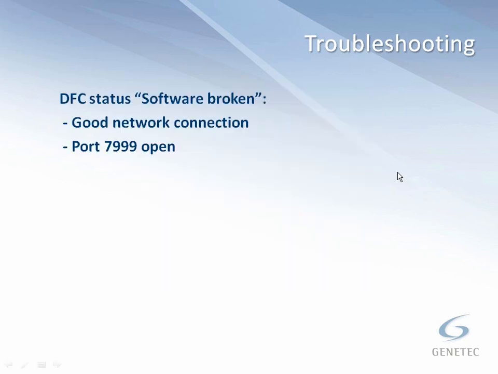Now, one of our last common issues is when the DFC status shows software broken. This is usually network related, and the problem is that the primary DFC cannot reach the failover DFC. So if the Directory Failover Coordinators cannot reach each other, if they can't communicate, then they can't keep track of which directory service needs to be up and running at the time. So what we want to do is make sure that the network connection is good between the servers and there's adequate bandwidth. And we also need to verify that port 7999 is open, and that's used for communication between the DFC services.